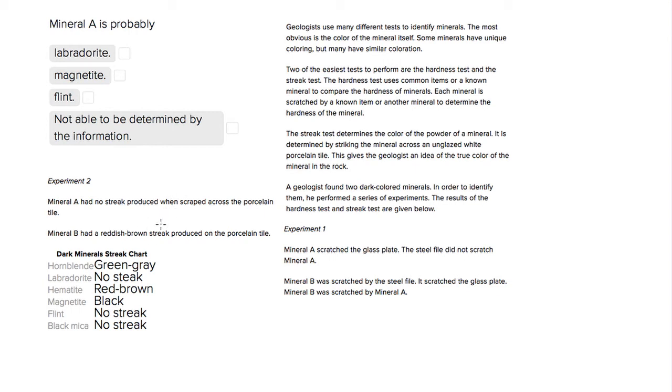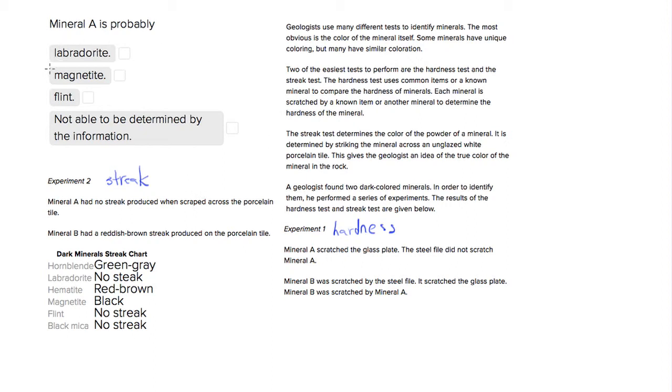In this question, we have geologists looking at two minerals, and they're going to perform two experiments on it. We have experiment one, which is the hardness test, and we have experiment two, which is the streak test. And from these two experiments, we're trying to find out what minerals A and B are. So this question asks us to determine the mineral A.